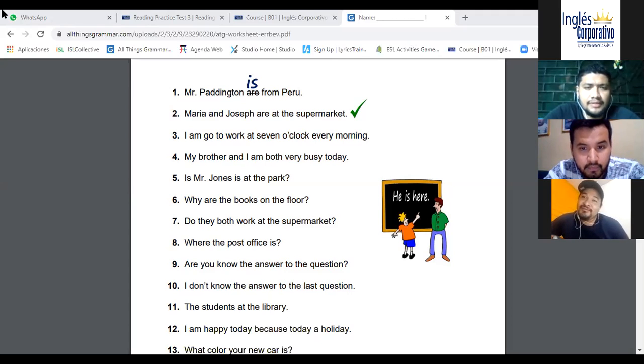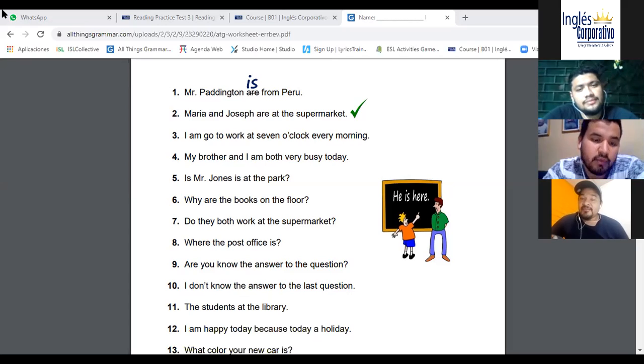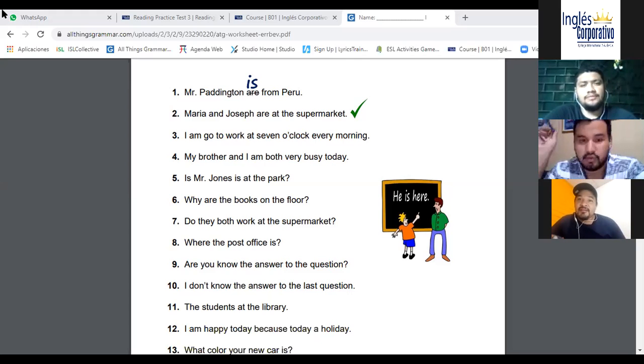Very. Yo sustituiría el am por el are. No, yo creo que es que los sujetos somos nosotros. O sea, mi hermano y yo somos nosotros. My brother and me. Es que no sé si allá está bien. Yo lo entiendo como que te decís my brother and me. Both very busy today. Pero supongo, I am.